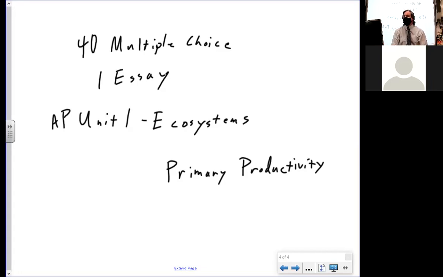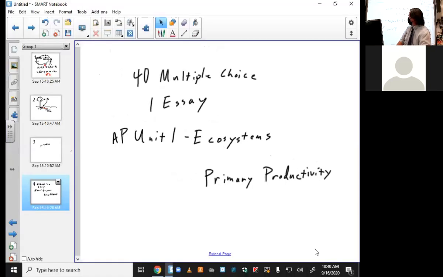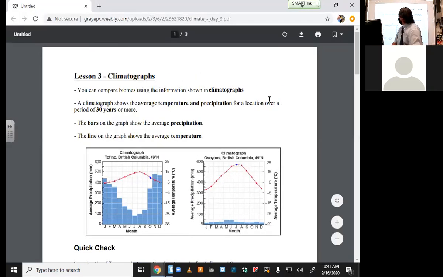So there are these things called climatographs. Let's bring one of those up so you know what they look like. Actually, I'll do it this way. Thank you for bearing with me. This is like somebody's worksheet. But yeah, these are climatographs.